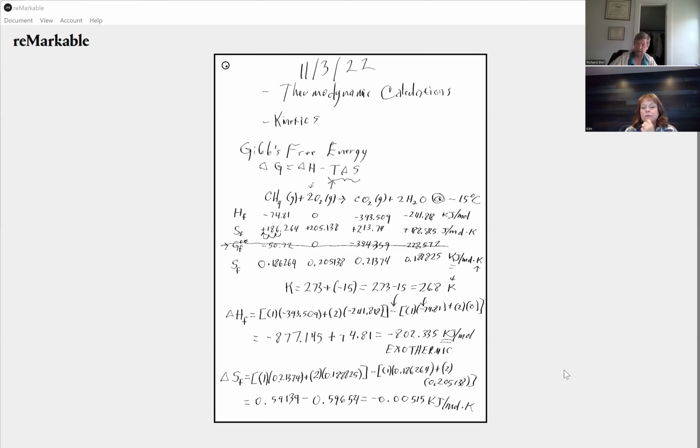And yes, these calculations can be a little tedious, but we're getting a lot of information out of it. Notice it's very consistent. It's always products minus reactants. Always include the stoichiometric coefficient. And it tells us that this reaction is indeed exothermic, but the entropy decreases, which means this is an enthalpy-driven reaction. Entropy is trying to resist this reaction, but it is an enthalpy-driven reaction.